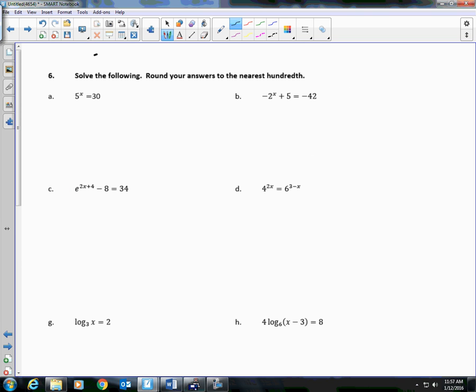So the 5, why don't we use the simplest number? 5 to the x is equal to 30. Well, the x is between what two integers? 2 and 3, because 5 squared is 25 and 5 cubed is 125. How do we solve it? We use inverse operations.